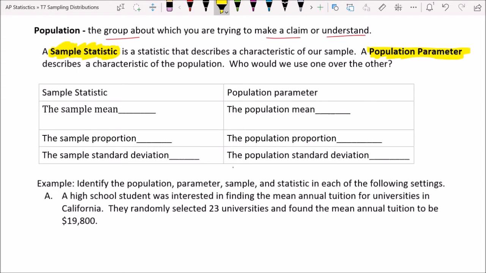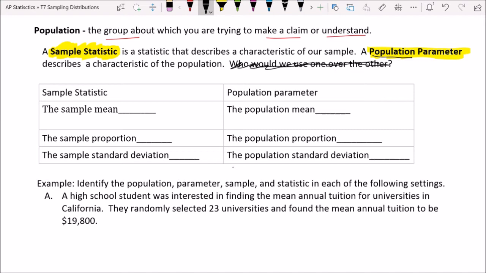And the reason I'm doing this is I want you to know that a sample statistic, or a statistic, is a statistic that describes something about the sample. Okay, it's the measurement, or it's the statistic that we record as a result of the data that we collected. And then if it's referring to the population, referring to everybody, then it becomes a parameter. Okay, if it's describing a characteristic of the population. So when would we use one over the other?